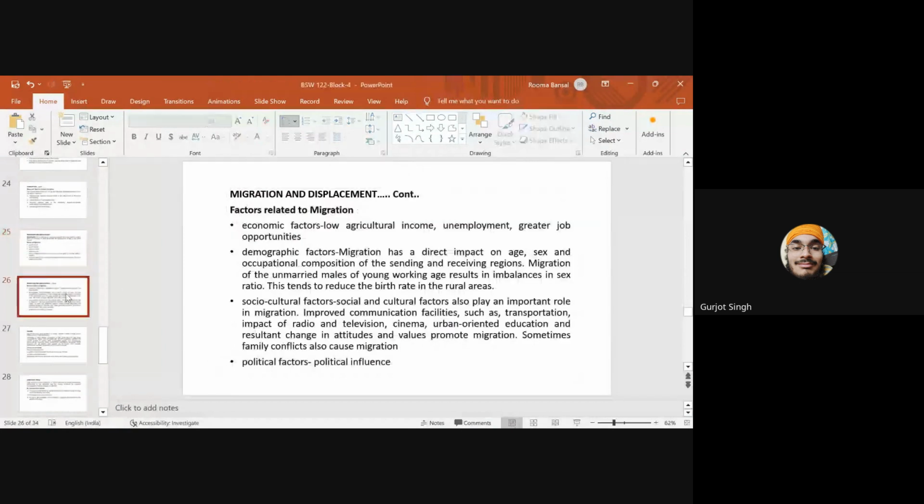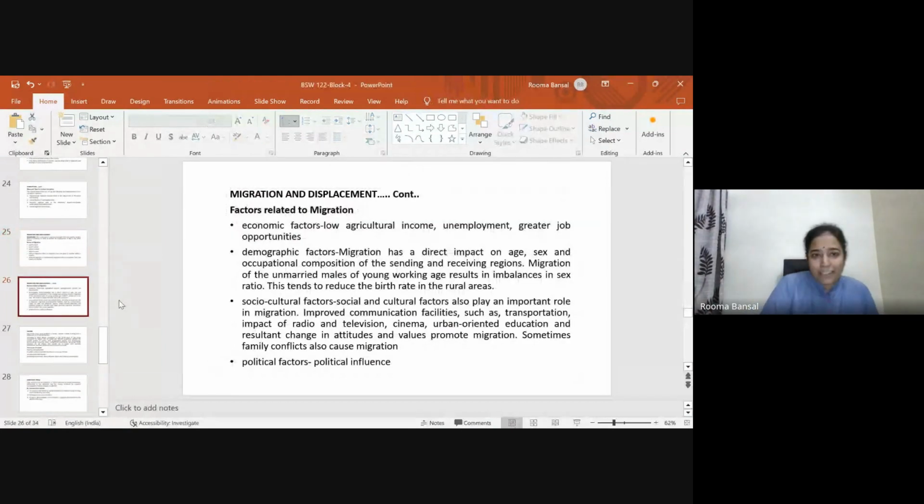Chalo, back to the pavilion. Factors related to migration. Number one, economic factors. Here, low agricultural income, unemployment, or greater job opportunities. These are the factors which are directly related to migration, or are the cause or reason behind the migration of the people. Next, demographic factors.